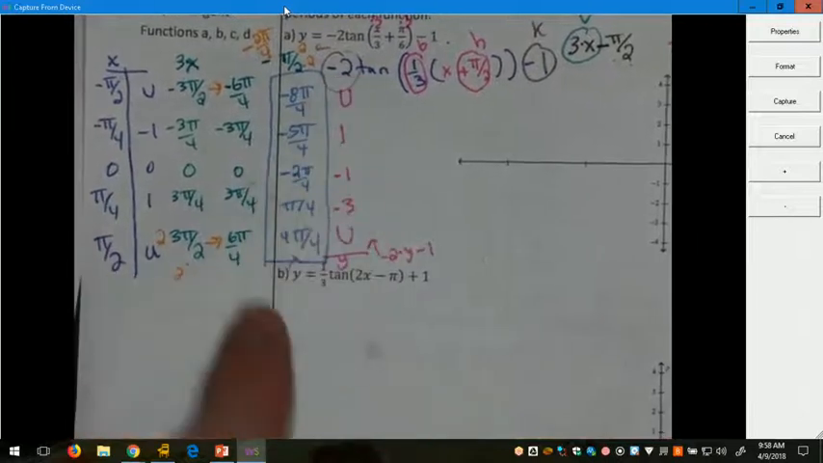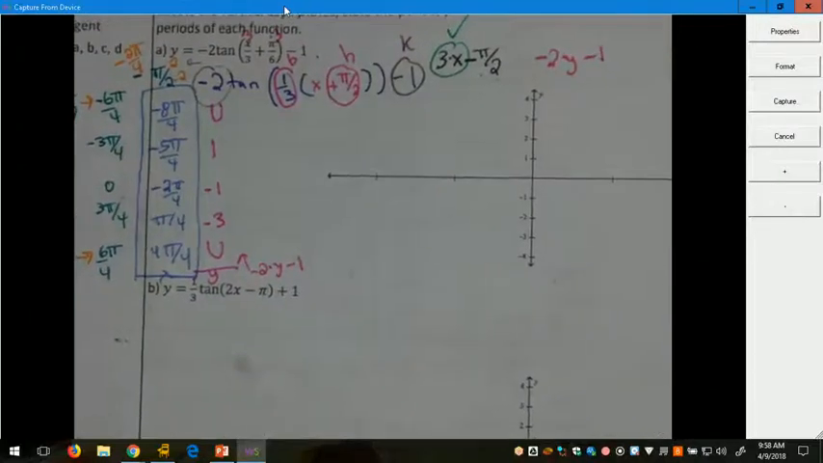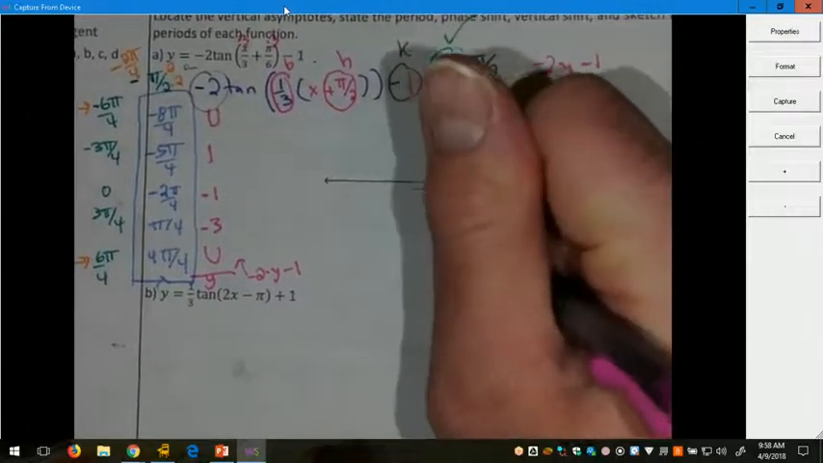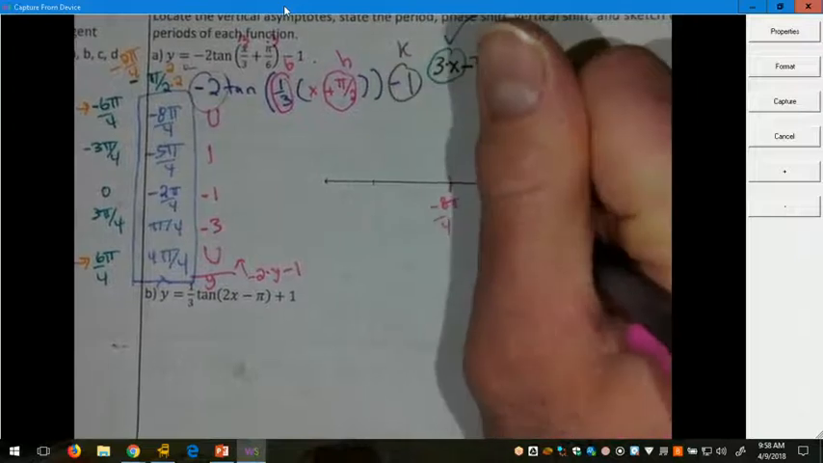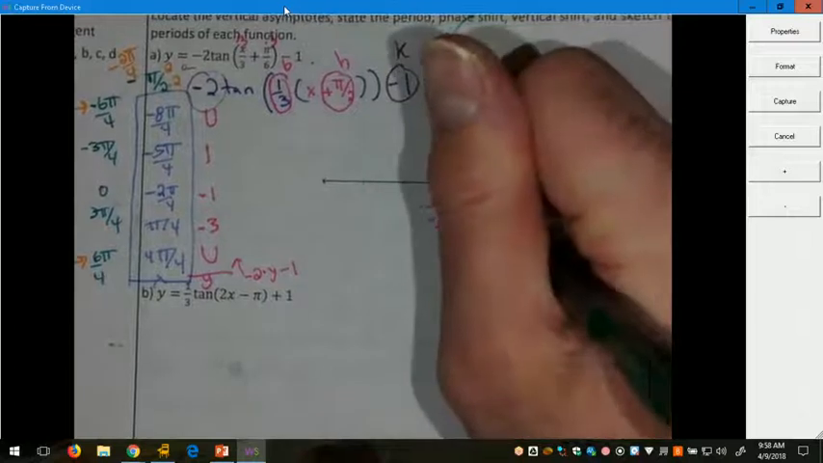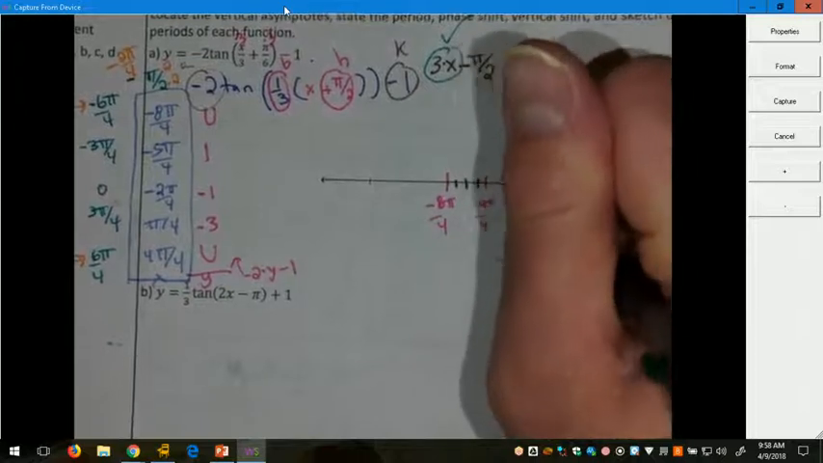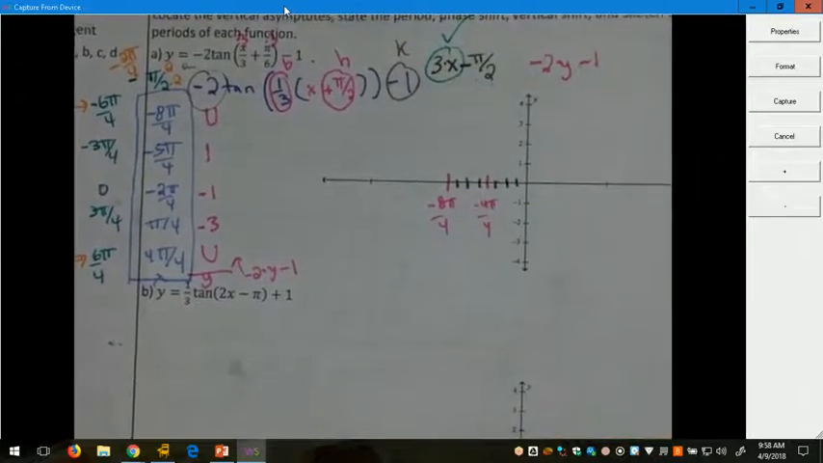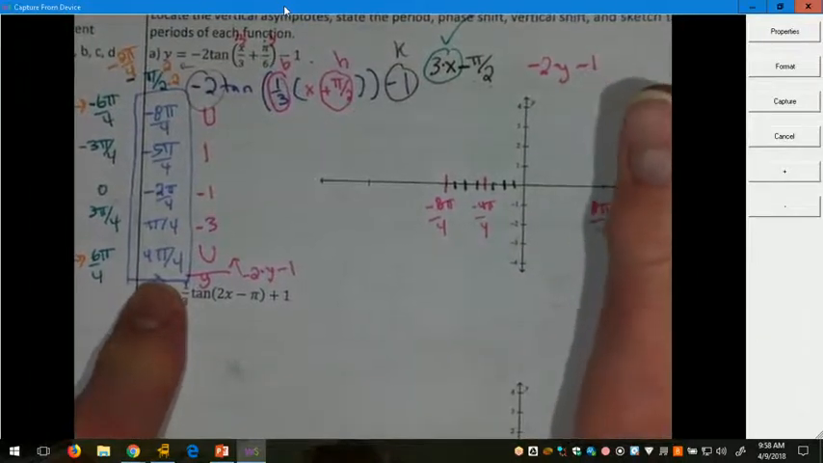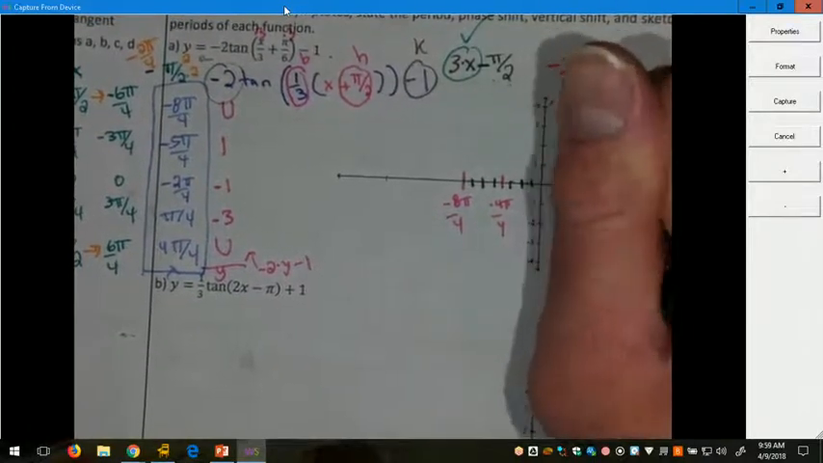This is the table I'm going to graph from, but I'm supposed to graph 2 periods, so I don't want to use the full graph. I'm going to just use these 2 pieces right here. If this is negative 8 pi over 4, that would make this negative 4 pi over 4. There's 6, there's 5, there's 7, all negative. 2 is halfway, 1 and 3 are halfway between that. Over here, that makes this 8 pi over 4, because it's the same distance from 0. Halfway would be 4 pi over 4.